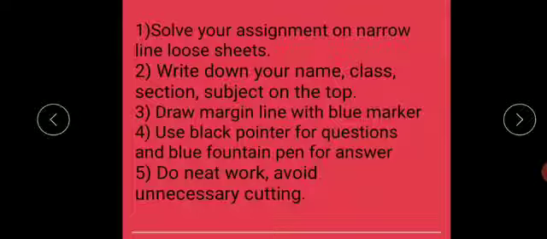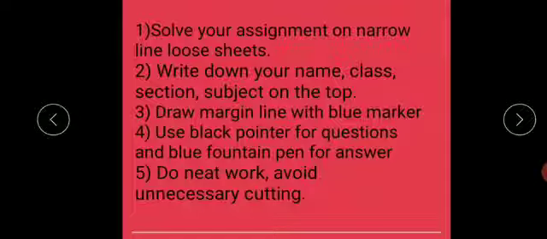Today I am giving you an assignment of mathematics. While solving the assignment, the following points should be kept in your mind. Solve your assignment on narrow line loose sheet. Write down your name, class, section, subject on the top of your sheet.